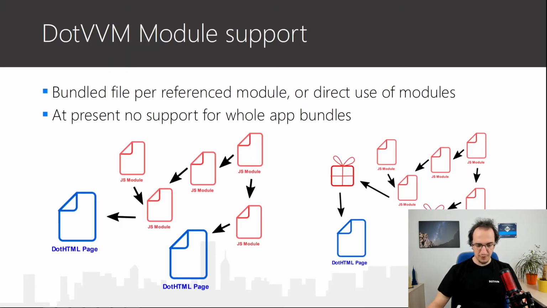So, how to? There are two ways to work with JavaScript modules in .vvm. Of course, we will reference one or more modules as resources using the JS directive in the .html file, but there are basically two ways to do it. You can directly reference the modules. The modules, of course, can reference other modules and so on and so on.